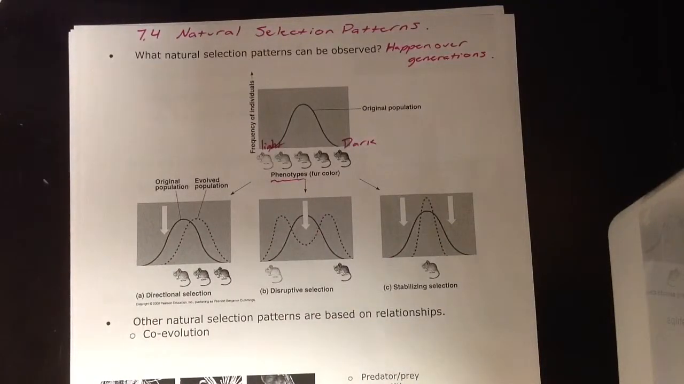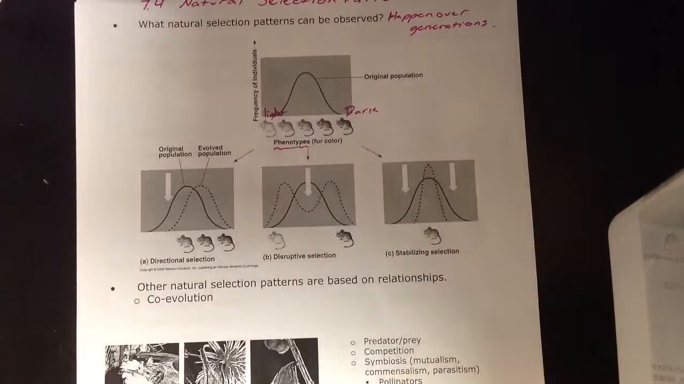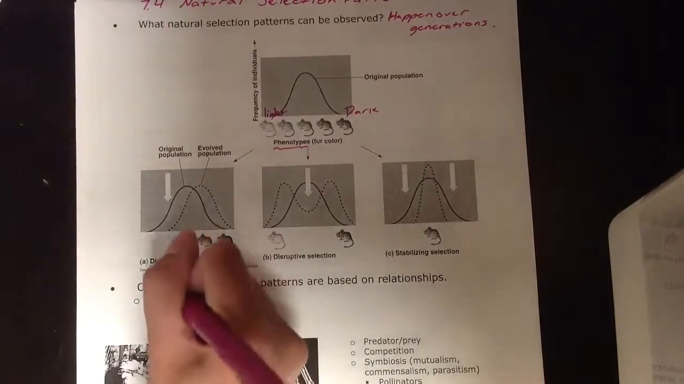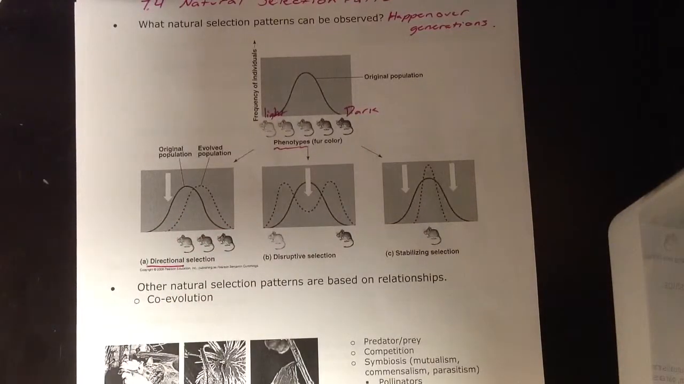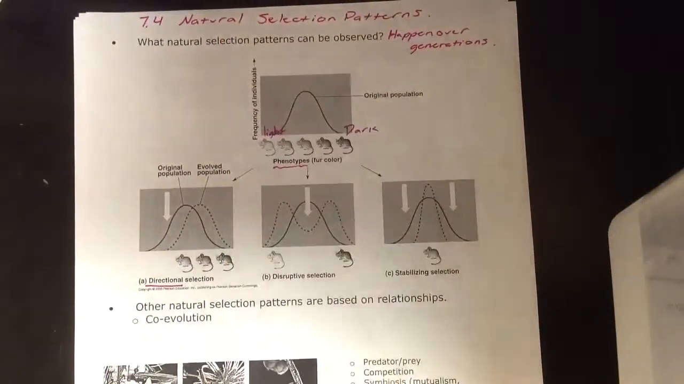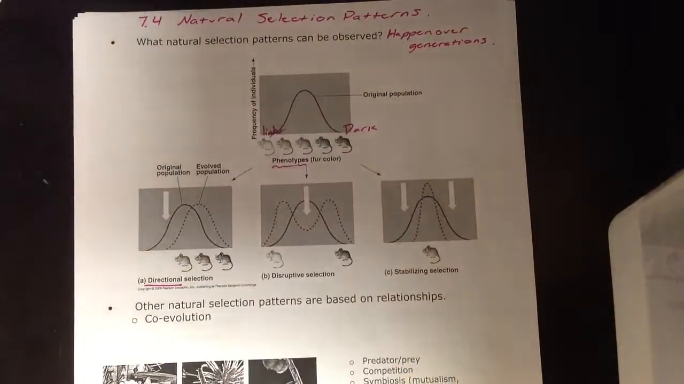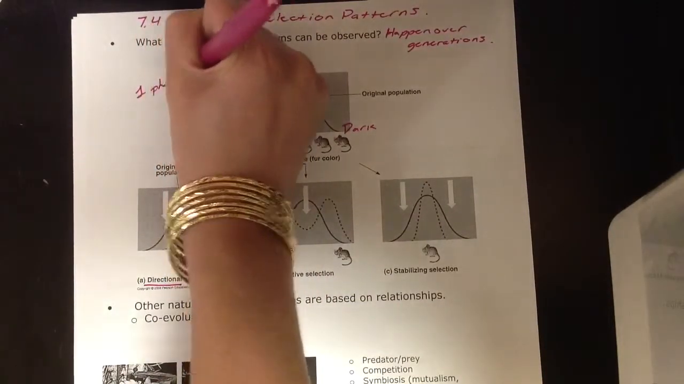When you're looking at the mice and looking at these patterns that we see here, there are three key patterns that we need to know. The first is directional. And in directional selection, remember that natural selection is the idea that one phenotype is going to survive or be more fit. One phenotype is more fit.